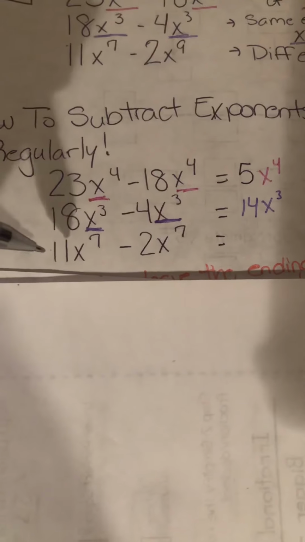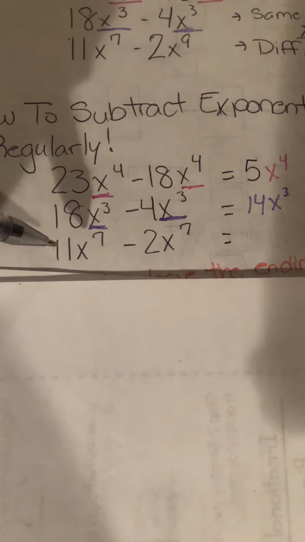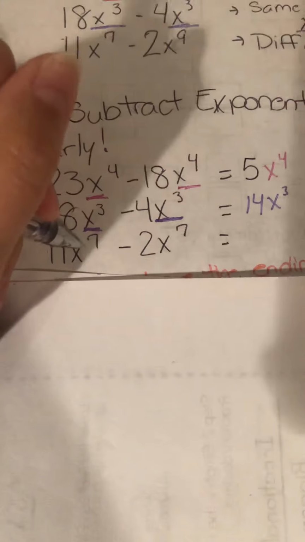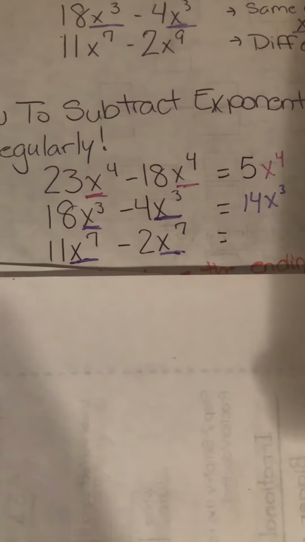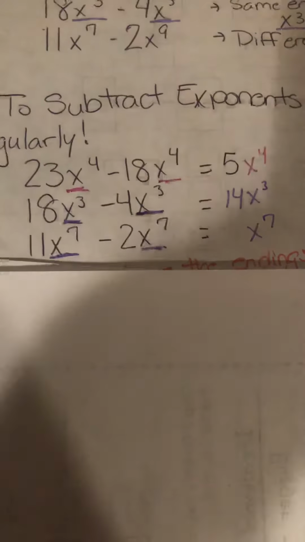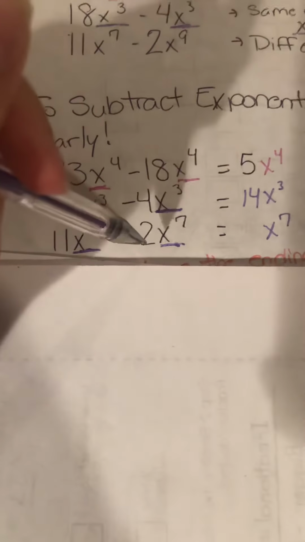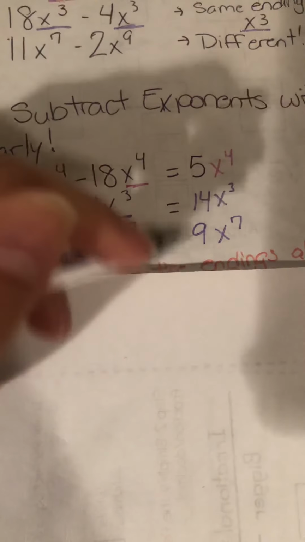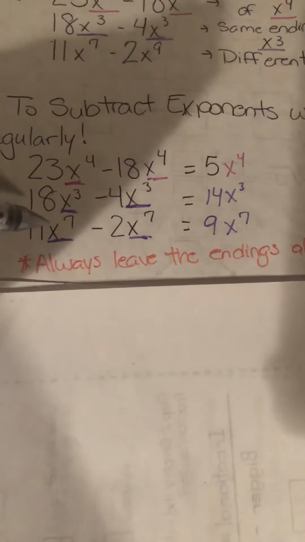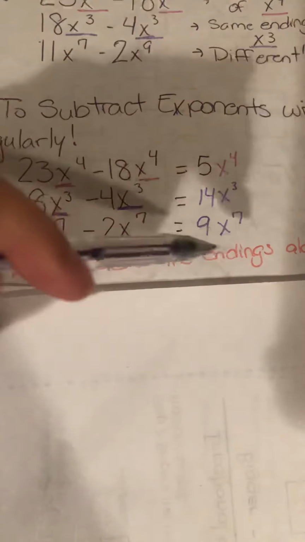All right, last example for this. I have 11x to the 7th minus 2x to the 7th. Same thing, they have the same ending of x to the 7th, so my answer is going to be something x to the 7th. Well, do the subtraction of the coefficients. What's 11 minus 2? 9. So 11x to the 7th minus 2x to the 7th gives me 9x to the 7th. Always leave the endings alone. Do not subtract x to the 7th minus x to the 7th. Just leave it.